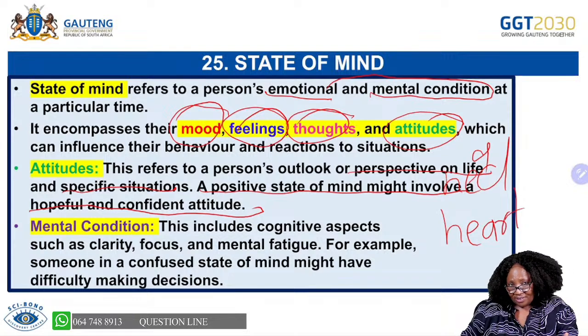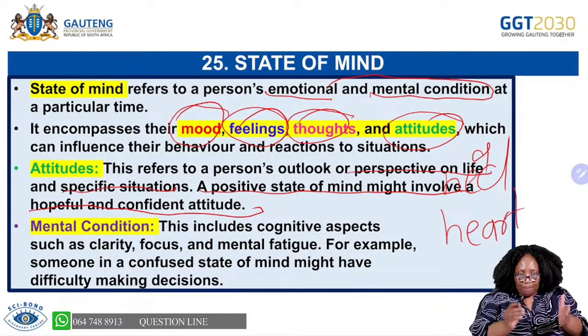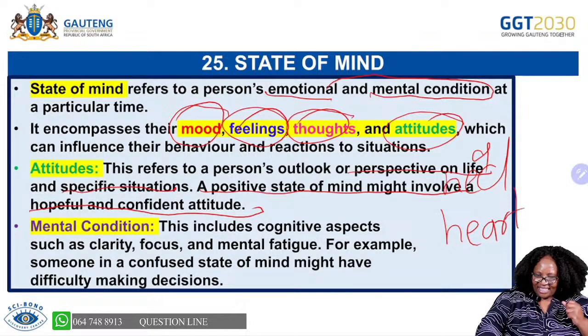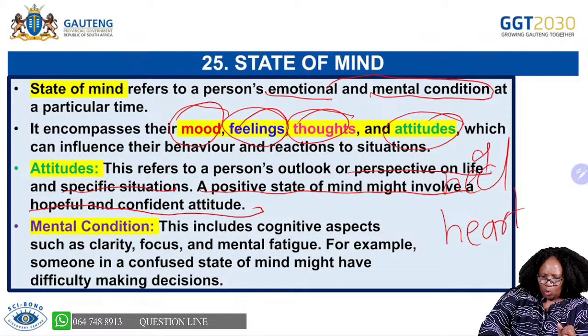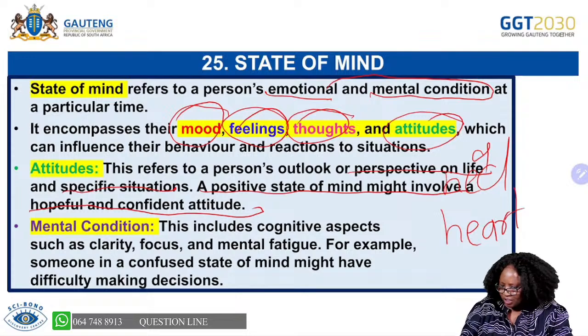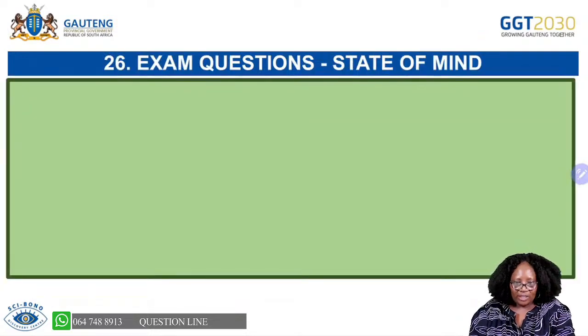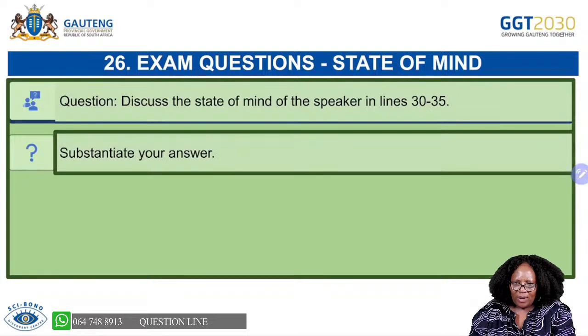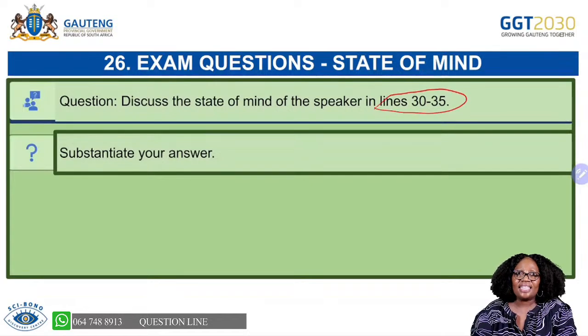Is the father hopeful? The father's state of mind is serious, cautionary, warning. The mental condition, he puts his daughter in a state where she is ready to handle the harsh realities of life. In the exam, we're going to ask you to discuss the state of mind of the speaker. In this instance, in lines 30 to 35.